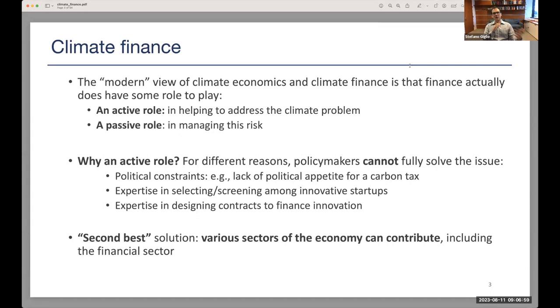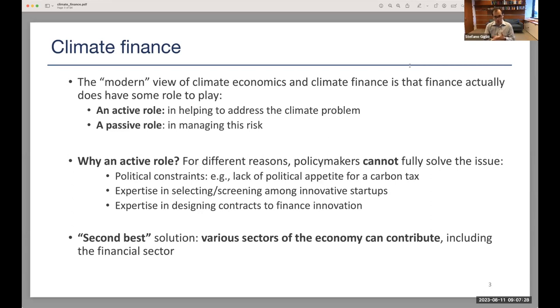There are other secondary constraints. For example, if you want to stimulate innovation, then you need expertise in selecting between different firms, right? Firms that are true good startups and firms that are not good startups. That's the kind of stuff the market is very good at doing, but the government is less good at doing in general. Maybe we need some expertise that financial markets have in designing contracts to finance innovation and so on. So there's a bunch of reasons why the governments can't fully solve the issue.